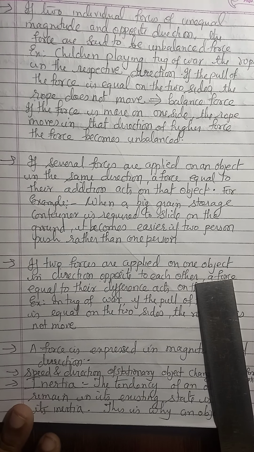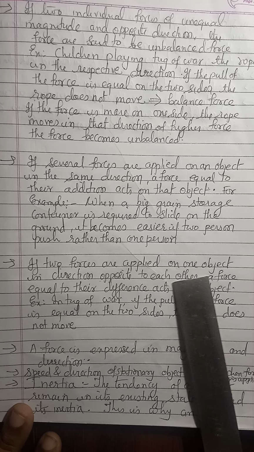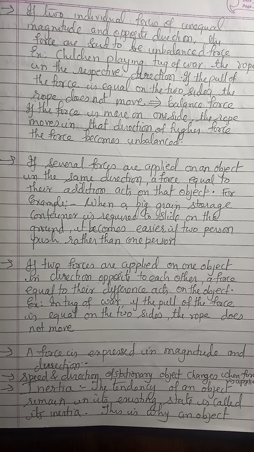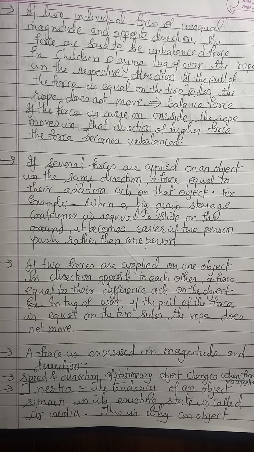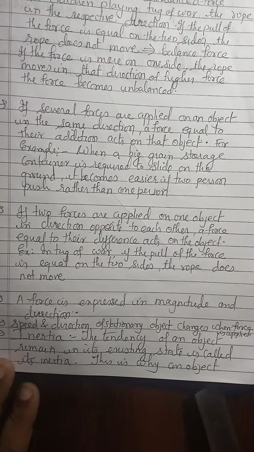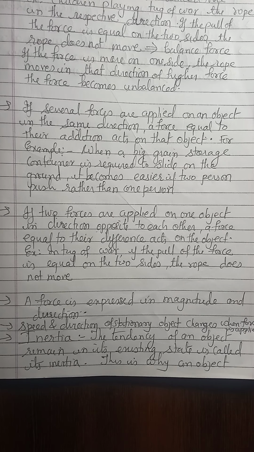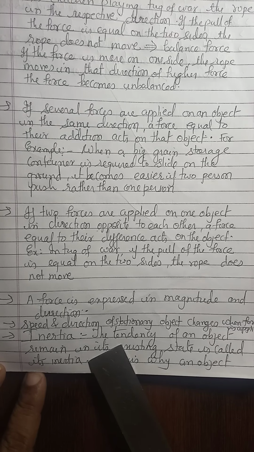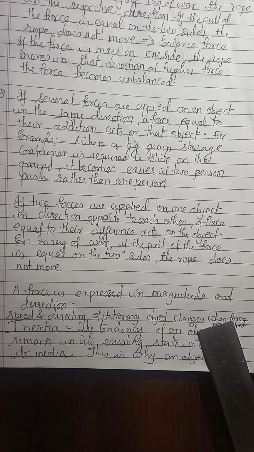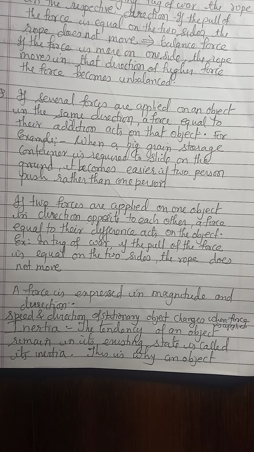Then if two forces are applied on one object in directions opposite to each other, a force equal to the difference acts on the object. For example, in tug of war, forces are applied in opposite directions, and if equal forces are there in opposite directions, the rope does not move. So that is called the difference of the force. Also force is expressed in terms of magnitude, where the magnitude of force is less or more. That is also observed in the case of tug of war. Then the speed and direction of a stationary object change when a force is applied.